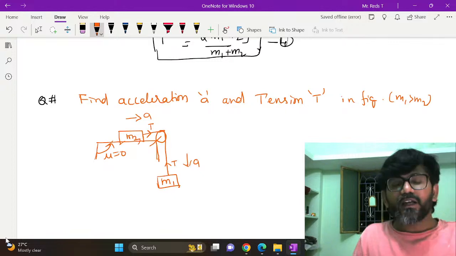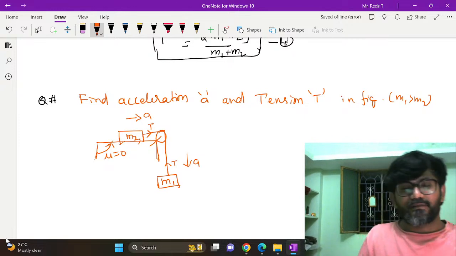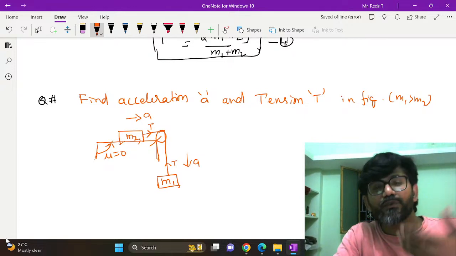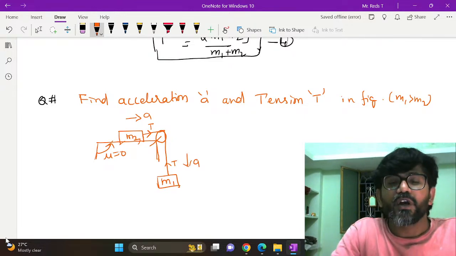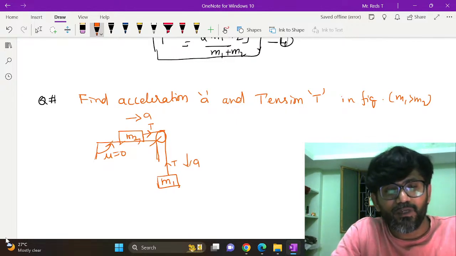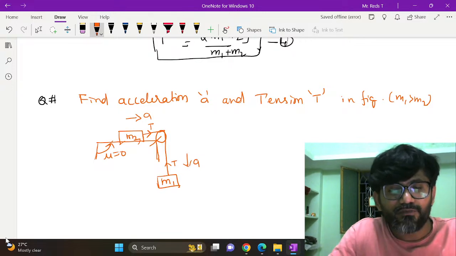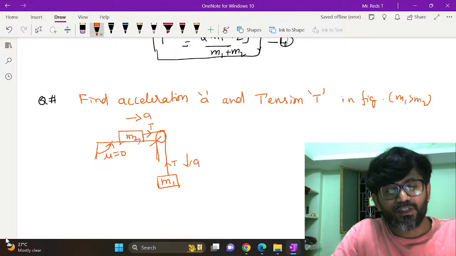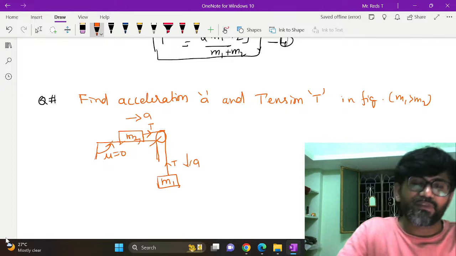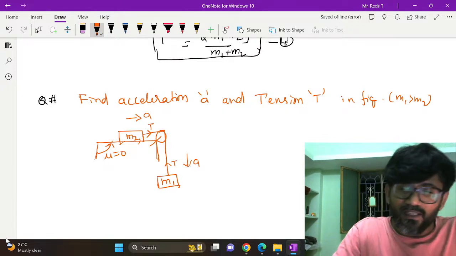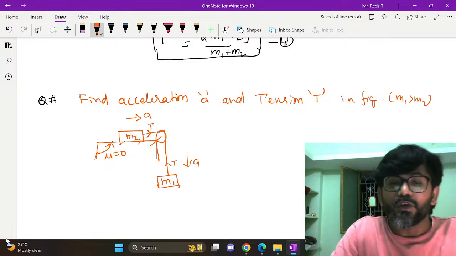So how to find the acceleration of this system and the tension developed in the string? The same procedure which we used in the previous case we have to apply here. You have to draw free body diagrams of M1 and M2 separately, write equations of motion for M1 and M2 separately and solve them. You will get the acceleration, and substituting that acceleration in either equation, you get the tension. That is one way. Another way to find acceleration is to use that shortcut.